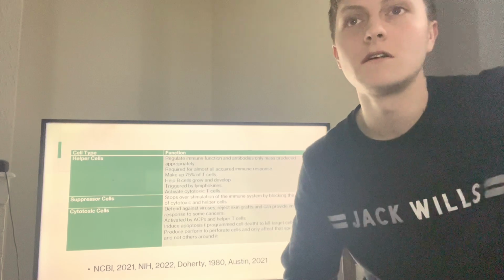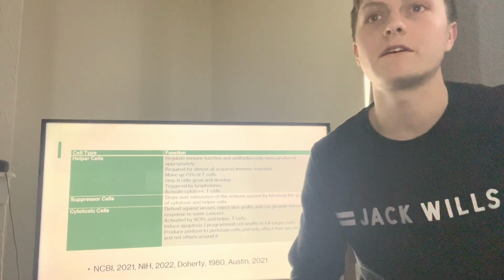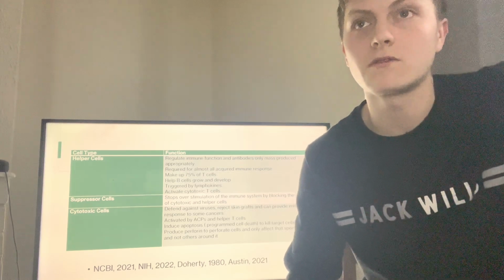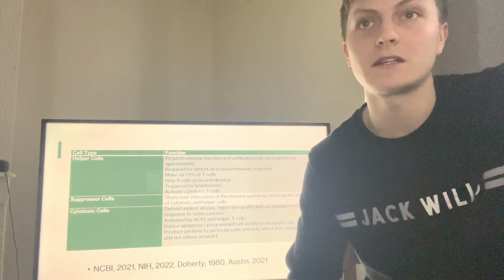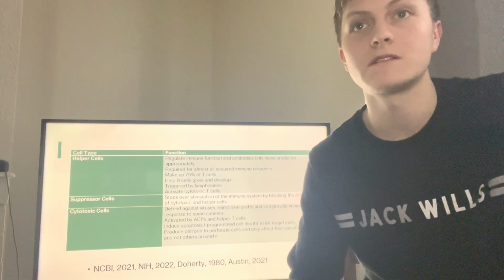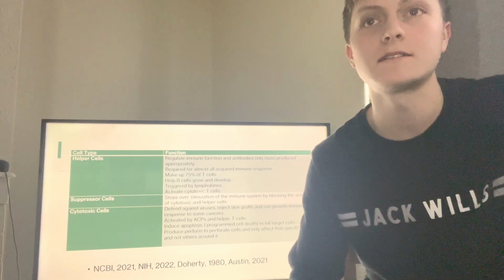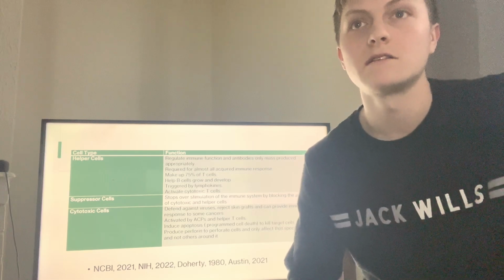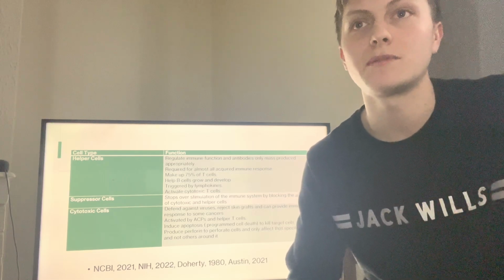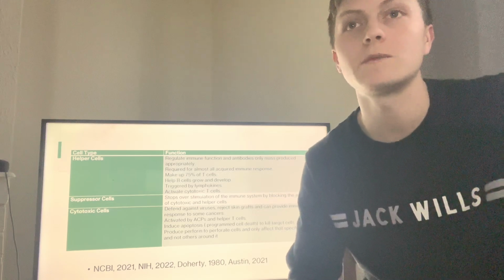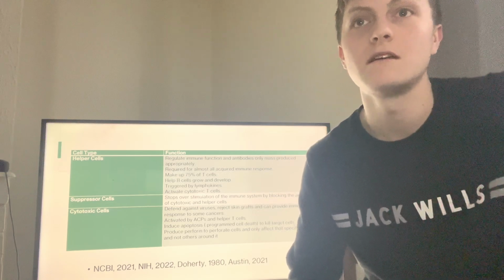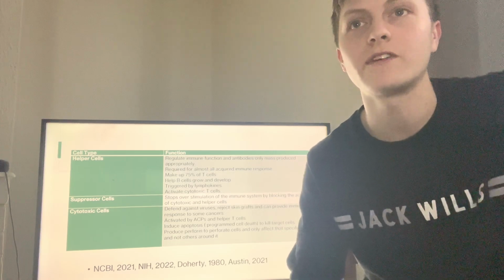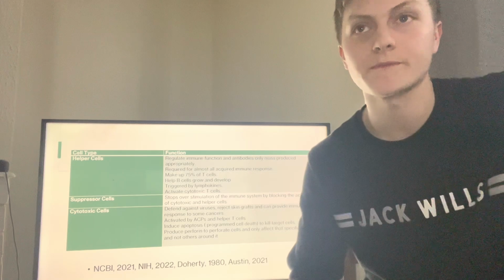Helper cells regulate immune function and ensure antibodies are only mass produced appropriately. Required for almost all acquired immune response, make up 75% of T cells, help B cells grow and develop, triggered by lymphokines, activate cytotoxic T cells. Suppressor cells stop overstimulation of the immune system by blocking the action of cytotoxic and helper cells. Cytotoxic cells defend against viruses, reject skin grafts, and can provide immune response to some cancers.